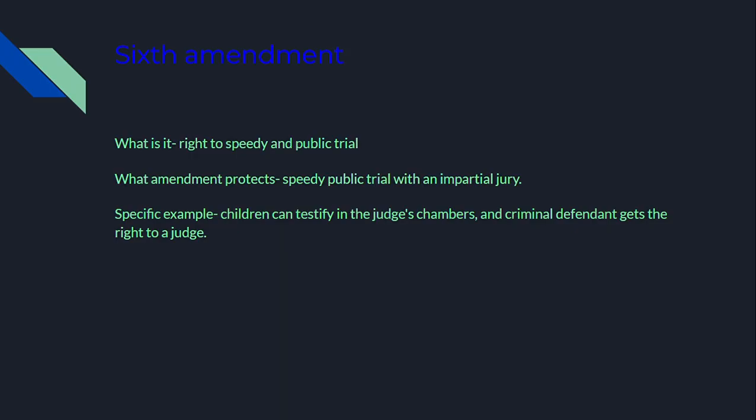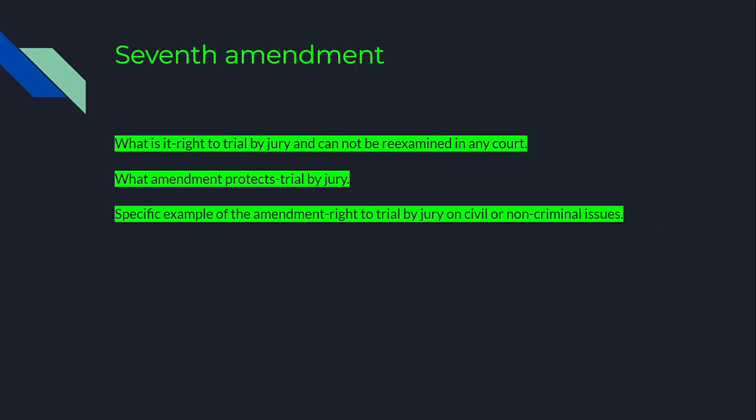It's the right to a speedy and public trial. The amendment protects speedy public trial with an impartial jury. A specific example is children can testify in the judge's chambers and criminal defendants get the right to a judge. The Seventh Amendment, what is it? It's the right to trial by jury and cannot be re-examined in any court.